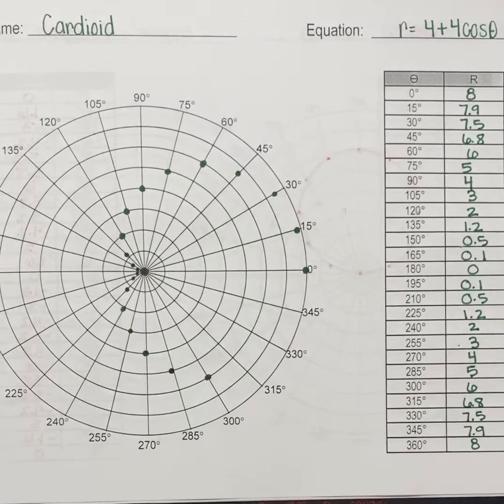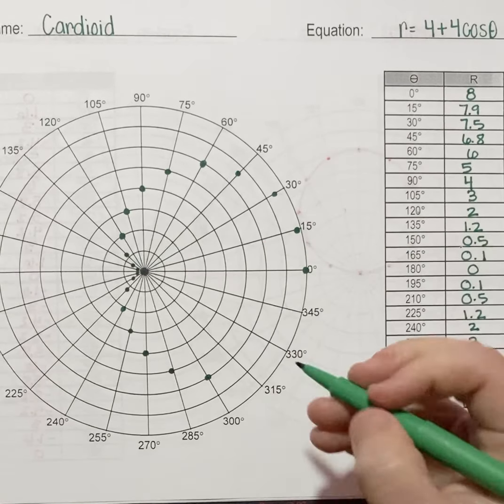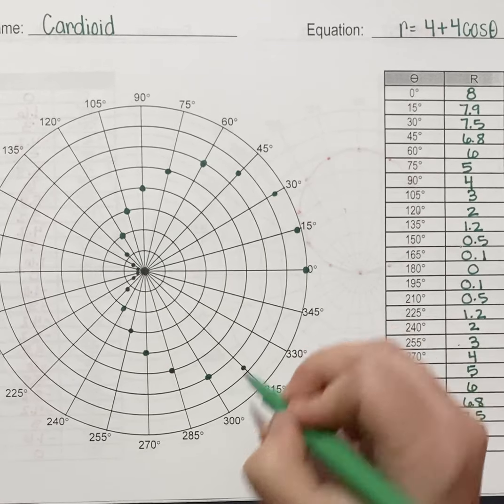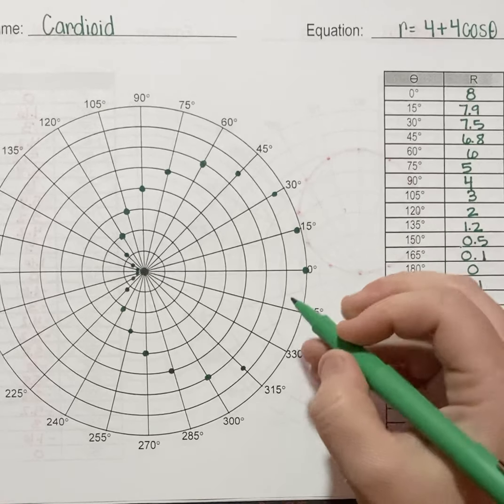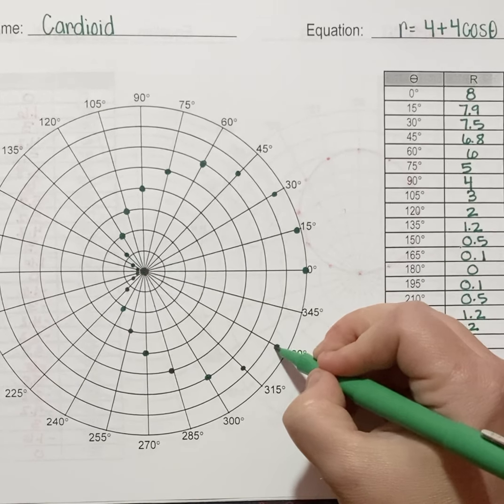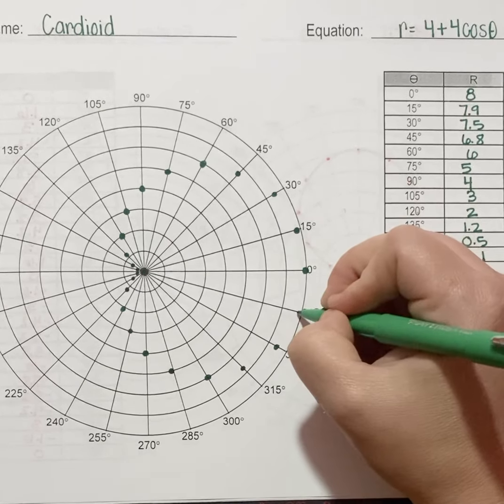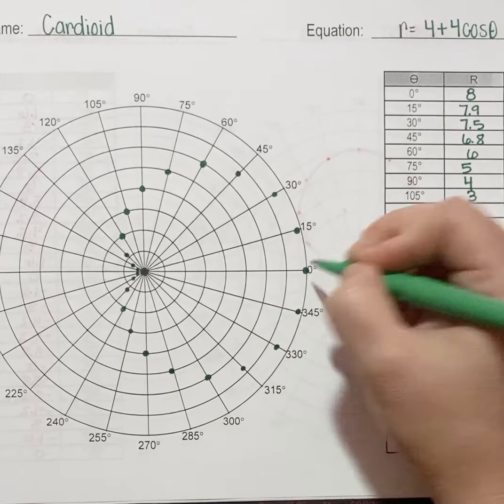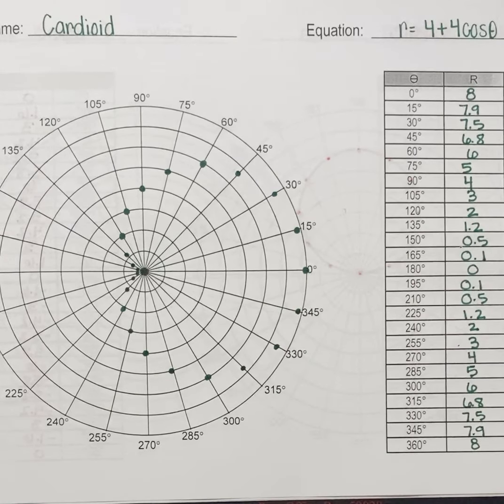If you have to start back over from the beginning, that's perfectly fine. At 315, we're at 6.8. At 330, we're at 7.5. And at 345, we're at 7.9. 360, same thing as 0, we're back to 8.